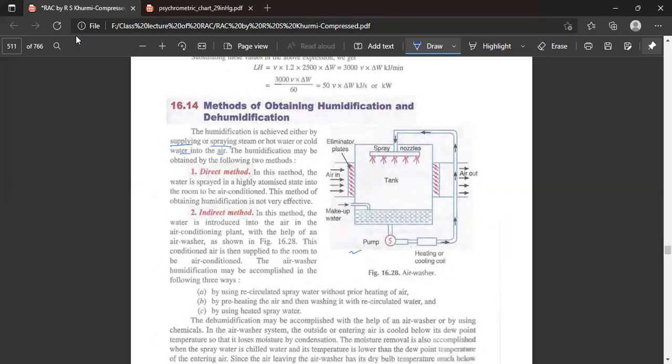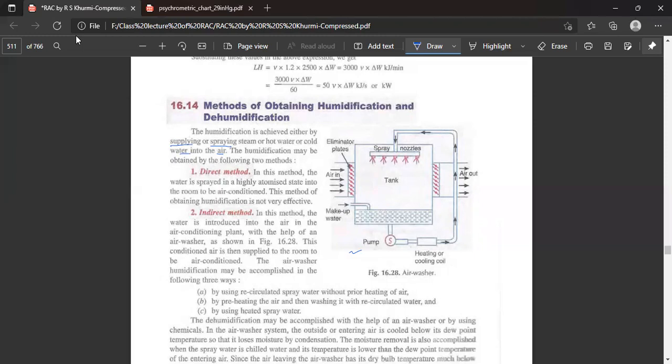Using recirculated spray water without prior heating of the air, or by prior heating the air and then washing it with recirculated water, then using heated spray water. So how? First, you recirculate spray water without prior heating the air, or preheat the air, then wash it with recirculated water and use heated spray water. Here we can use heated spray water. Here we may not recirculate. We use recirculated spray water, but without heating of the air. That also creates moisture. Preheating of the air, then washing it with the recirculated water, it absorbs moisture, then totally heating by spray water.